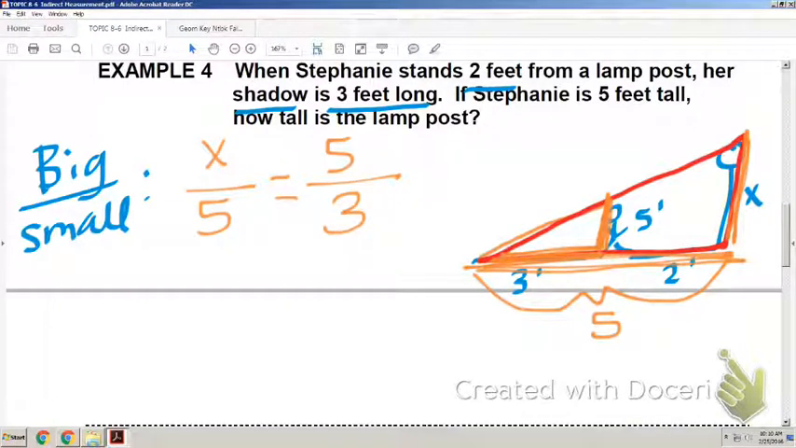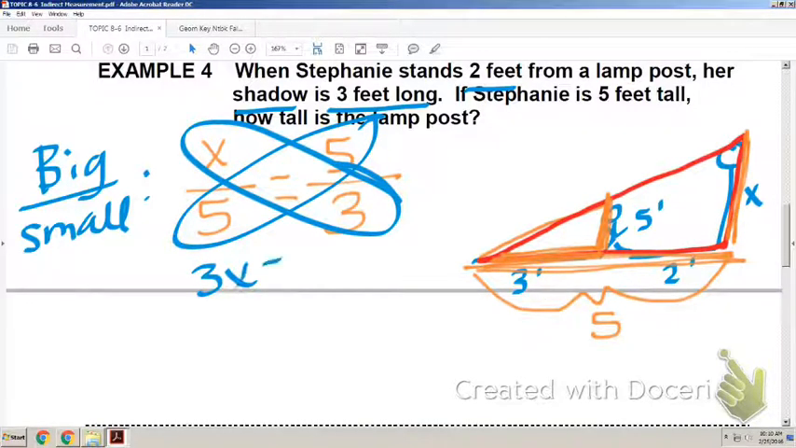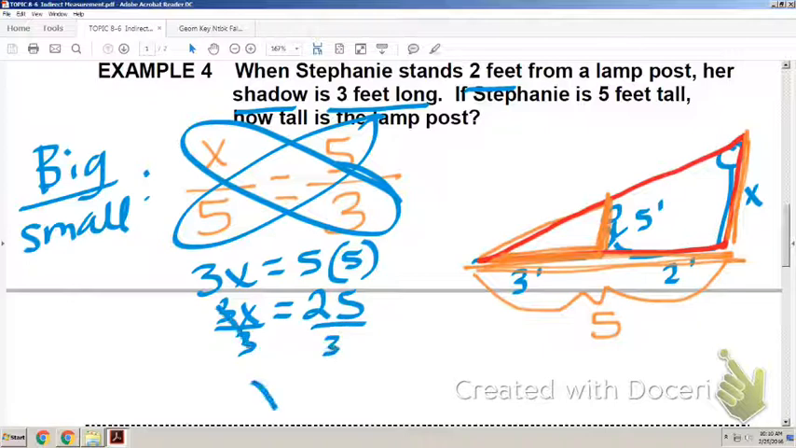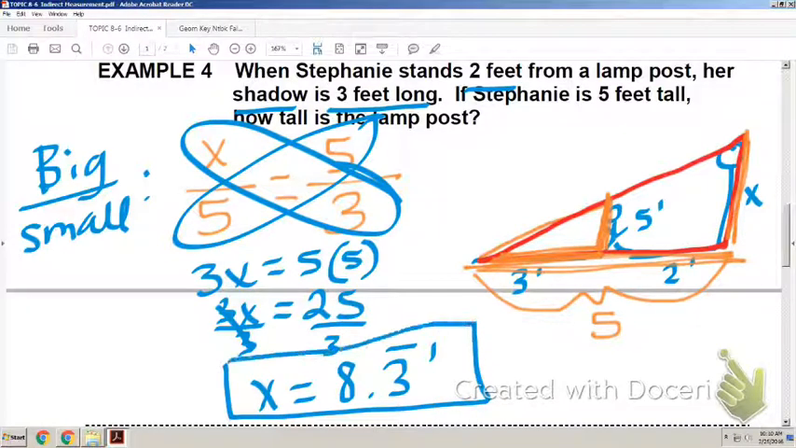So I have the height of the lamppost over the height of Stephanie equals the total shadow over just Stephanie's shadow. So now from here I just cross multiply and divide. So I have 3x equals 5 times 5, and 5 times 5 is 25. Divide this by 3, and x equals 8.3 repeating. And this is in feet. So that means that the height of the lamppost is 8.3 feet.